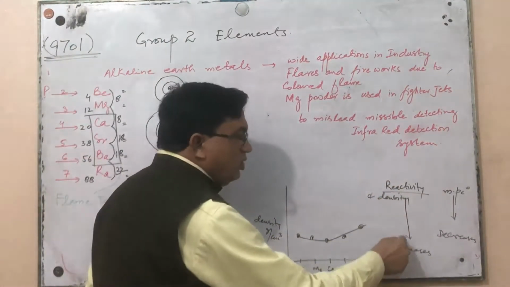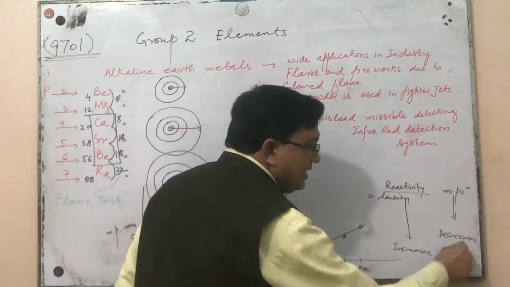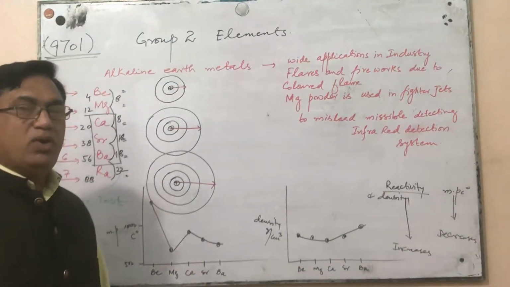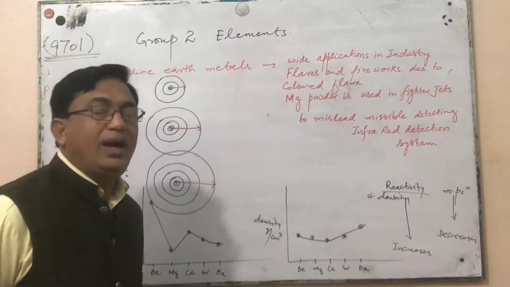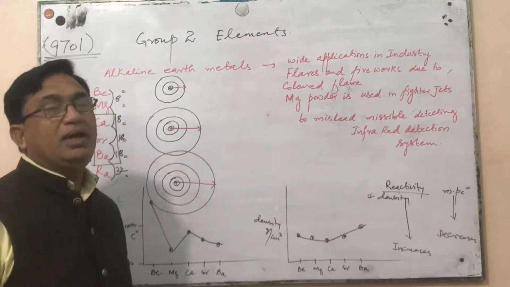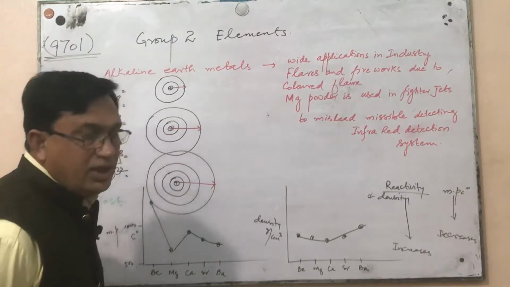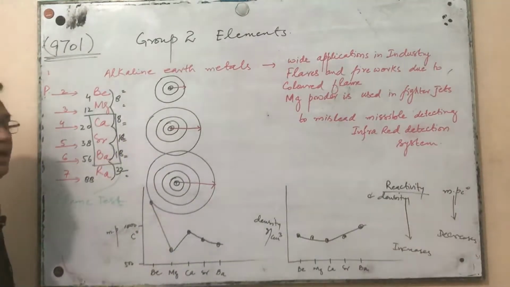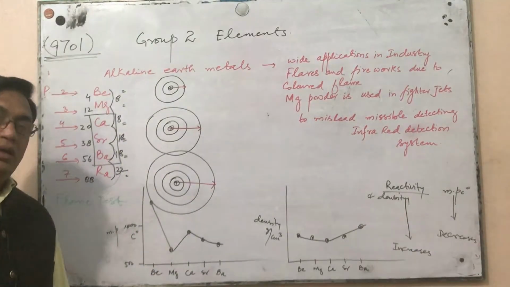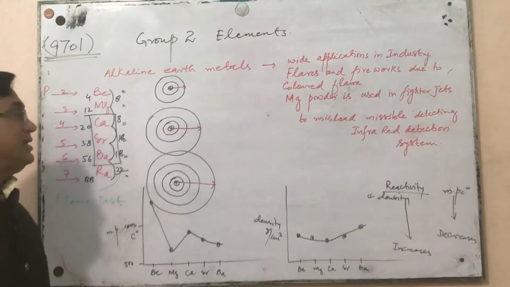Reactivity increases down the group and melting point decreases down the group because the size of an atom is increasing and the force of attraction between the atoms is becoming less. So lesser energy will be required to melt them. All these are present in the solid state. On applying energy, we can melt them quite easily.